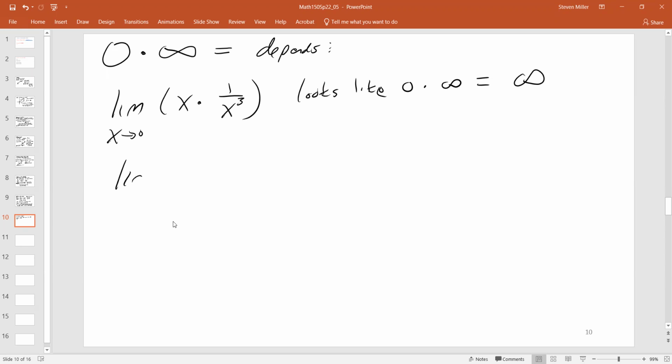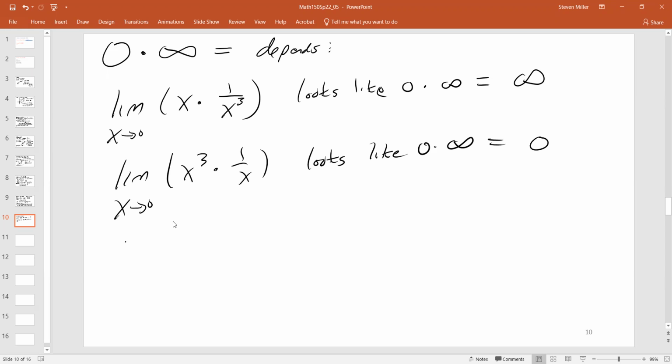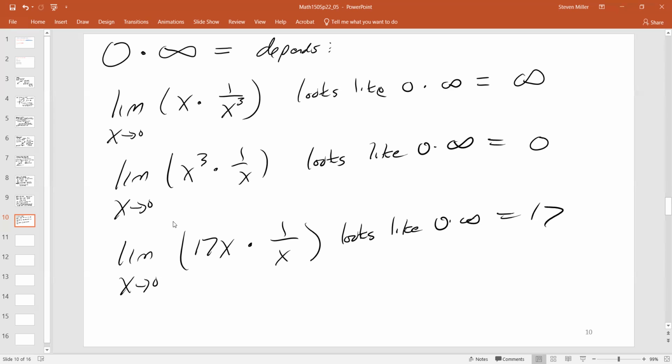But if I gave you the limit as x goes to 0 of x cubed times 1 over x, it also looks like 0 times infinity. What would that be? 0. And if I give you the limit as x goes to 0 of 17x times 1 over x, it looks like 0 times infinity, but it is 17. So when you have certain products, they're not defined. 0 times infinity, you have to do it through a limit process.